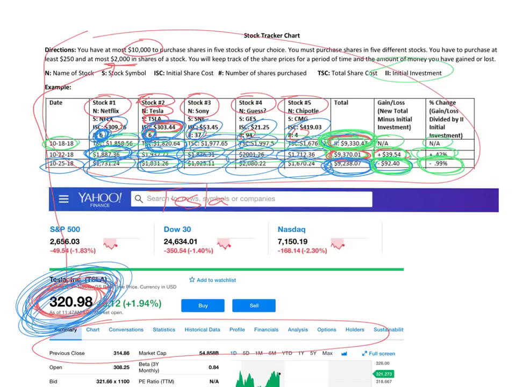It's pretty simple once you get the hang of it. If you have any questions, let me know. Now, start searching up some stocks yourself and find 5 of them and begin investing. Have fun.